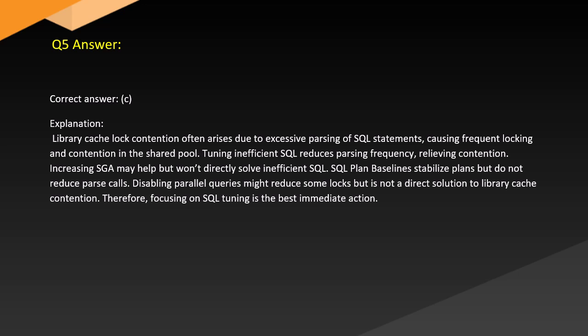Increasing SGA may help but won't directly solve inefficient SQL. SQL plan baselines stabilize plans but do not reduce parse calls. Disabling parallel queries might reduce some locks but is not a direct solution to library cache contention. Therefore, focusing on SQL tuning is the best immediate action.